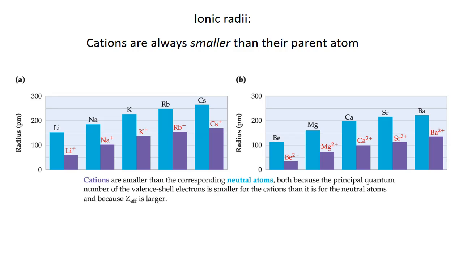So you can also see the trend here that if you compare neutral sodium to neutral magnesium, magnesium is smaller. Remember we talked about as you go across a period, magnesium is to the right of sodium on the periodic table. So they both have electrons in the third shell, 3s1 and 3s2, but magnesium has a higher effective nuclear charge, so it pulls those electrons in more tightly. So you can kind of see that trend here as well.